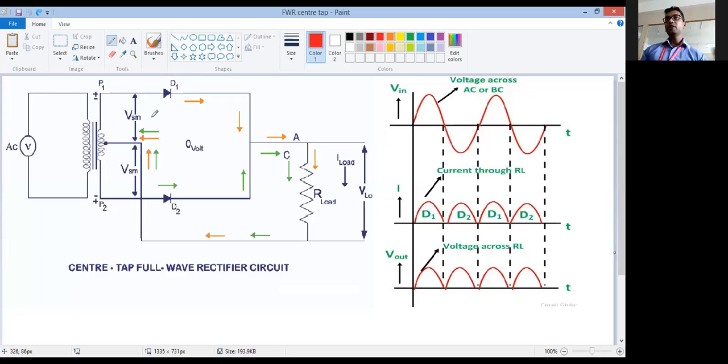Again, in the previous circuit of the half wave rectifier, only one diode was there, correct? Which was rectifying the positive half cycle of the input. But here two diodes are there, D1 and D2. As you can see, this is D1 and here it is D2. So D1 and D2, both diodes will rectify both half cycles of the input. So constructionally, two diodes, D1 and D2, are there.